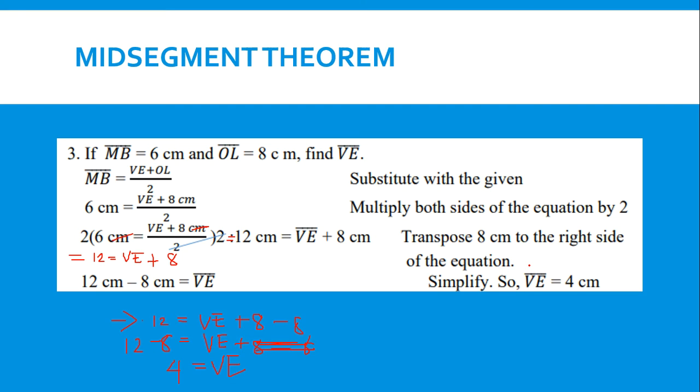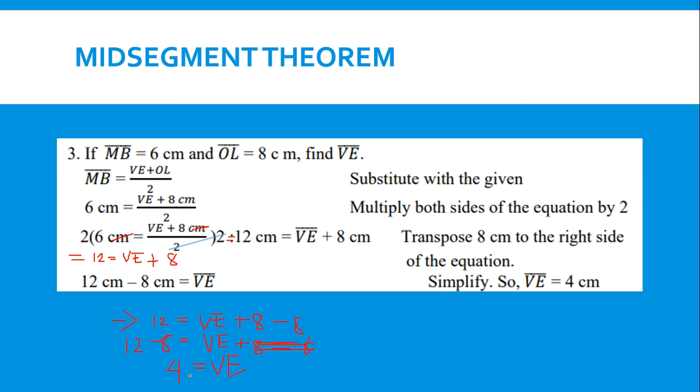Therefore, VE, which is the other base of the trapezoid, equals 4 centimeters. Okay? So another technique is what we call transposition. Actually, in most textbooks, there is no such term as transpose. But for the sake of making it easier for you to solve, we can use transposition. This is the most standard way to solve an equation, preferably a linear equation.